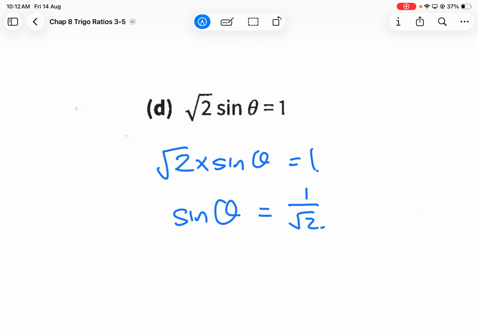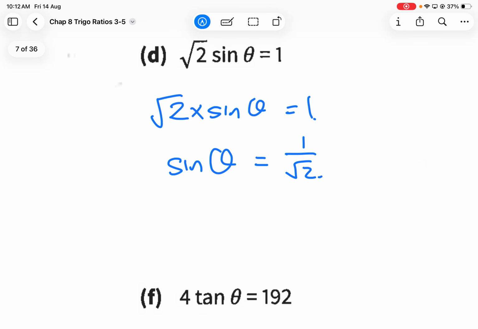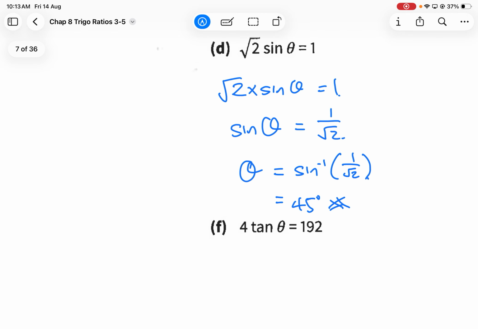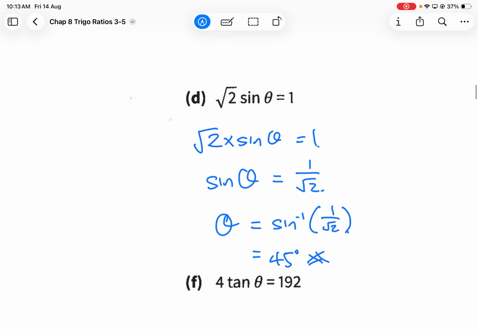Then I can start to remove my sine. I only want the angle, which means I must sine inverse on both sides. Then you press the calculator: 45 degrees. Correct? Okay, try B and C. Later when we come to sine equals 2, I will tell you.